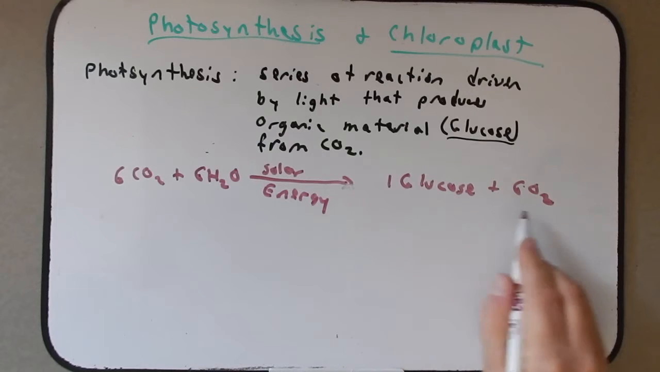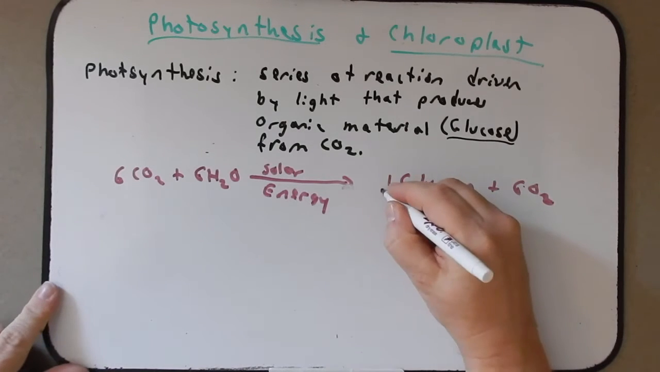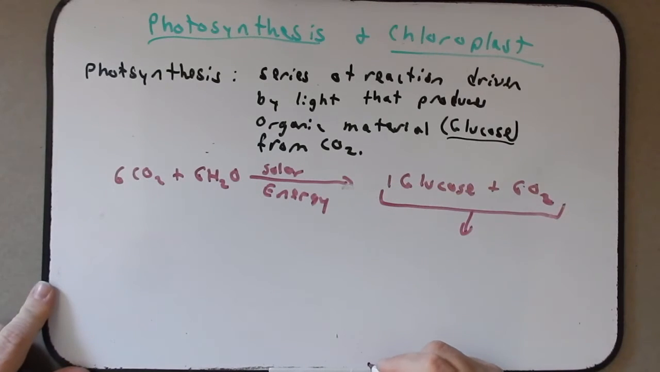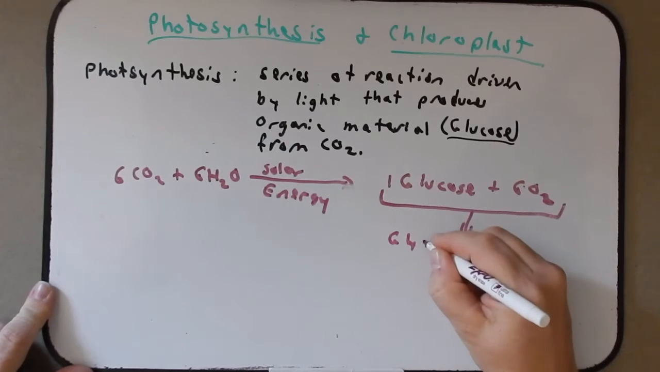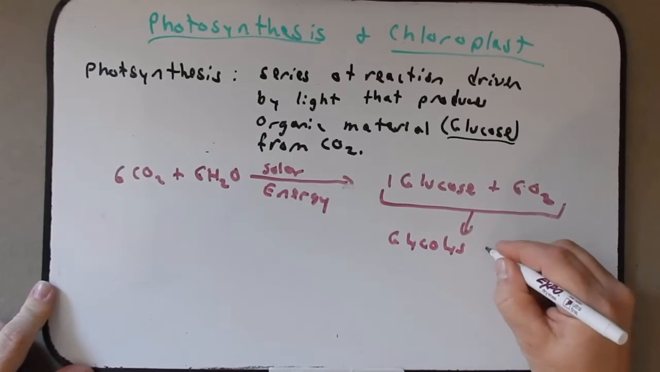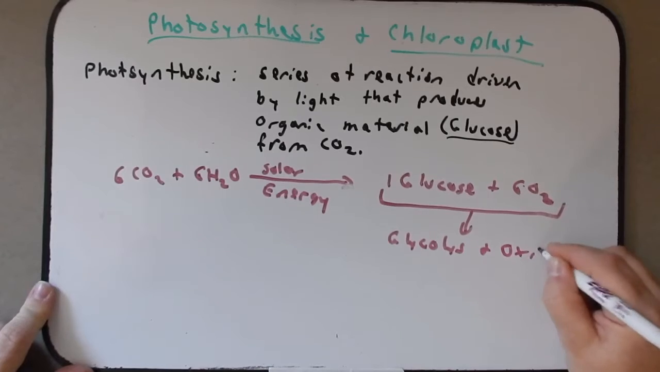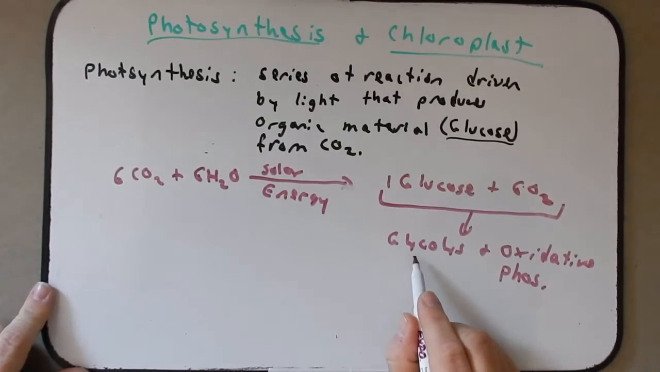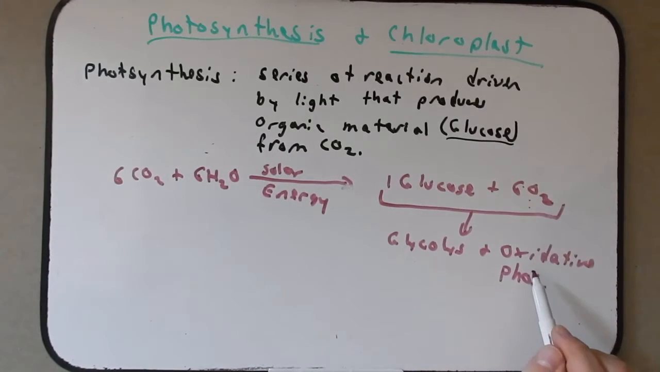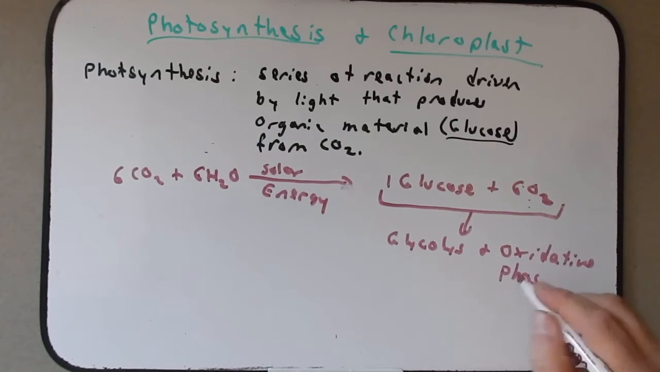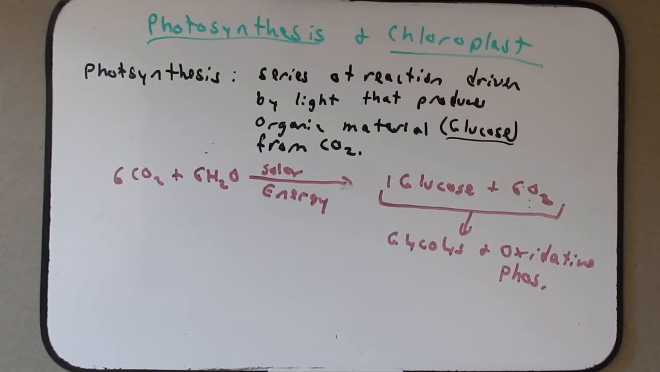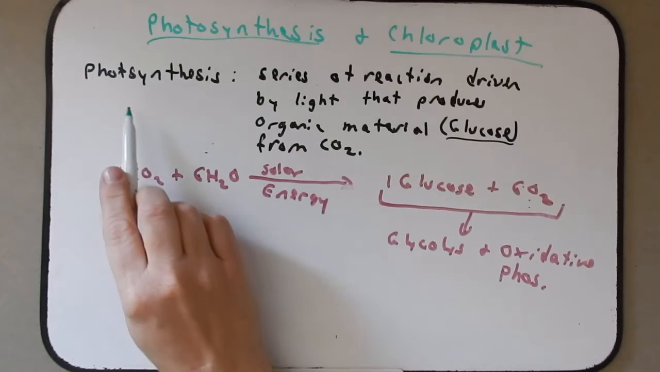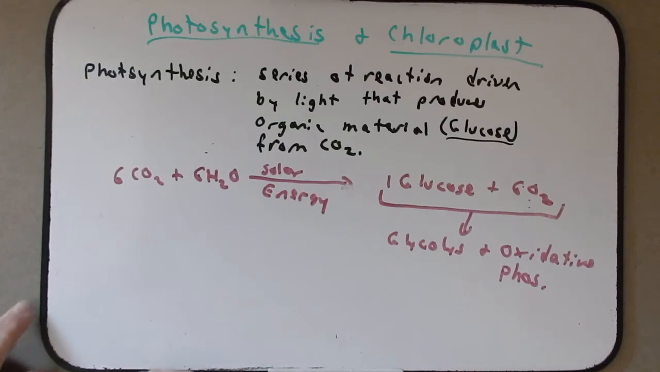Now these products of glucose and oxygen, these can then be fed into glycolysis and oxidative phosphorylation. We need the glucose to start glycolysis, and we need oxygen for oxidative phosphorylation, as well as the citric acid cycle. Now, before we move on, let's address the question of what kind of organisms use photosynthesis.